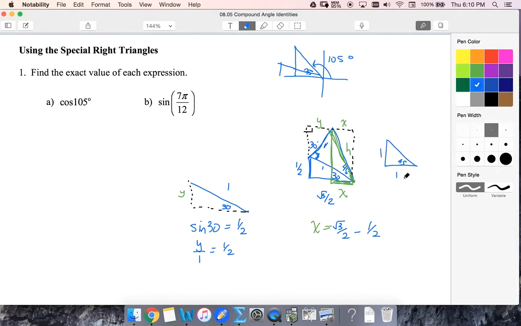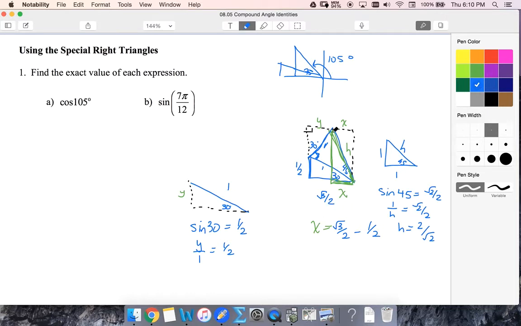And this is 1 and this is 1. So we know that sine of 45, and here's our h that we're looking for. Sine of 45 is root 2 over 2. And according to this picture, it's 1 over h. So that means my hypotenuse then is 2 over root 2.